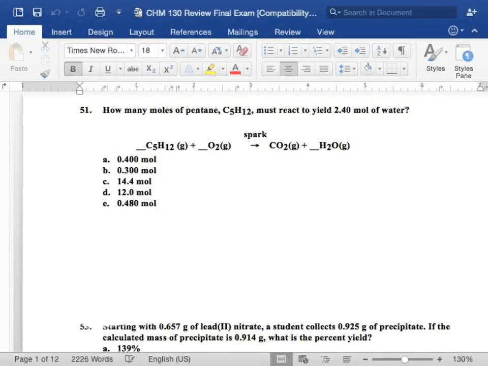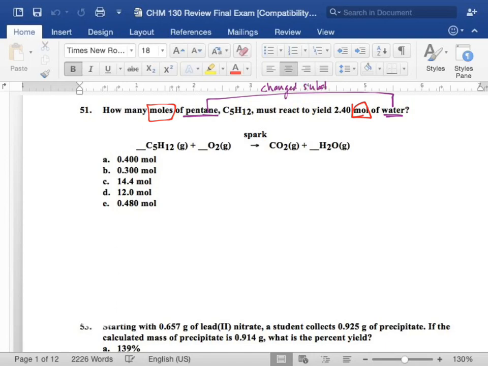Filling in some space. So, how many moles of pentane, C5H12, must react to yield 2.4 moles of water? Okay. So when we go through and look at this, some things might jump out. We're looking at moles, pentane, moles, and water. The big thing I would note is that I'm switching from water to pentane. I've changed the substance.